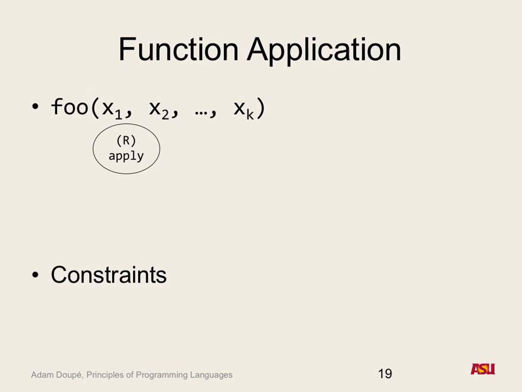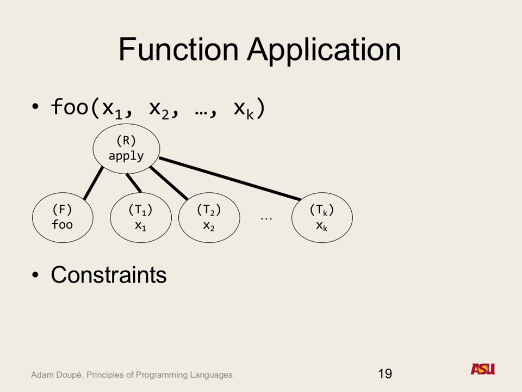Right? So this, I'm going to call it R. This is going to be the return type of the function. And so the children, the left one's going to be foo, the actual function, right, that we're getting called. And then we have T1, T2, all the way through TK of the parameters. So once again, does order matter here? Yes. Yes, the orders of the children are incredibly important in this function invocation.